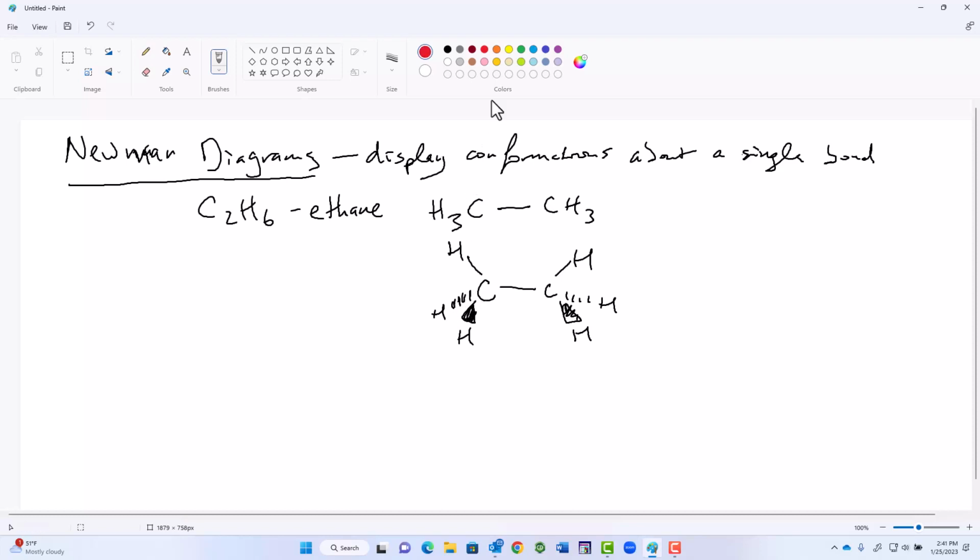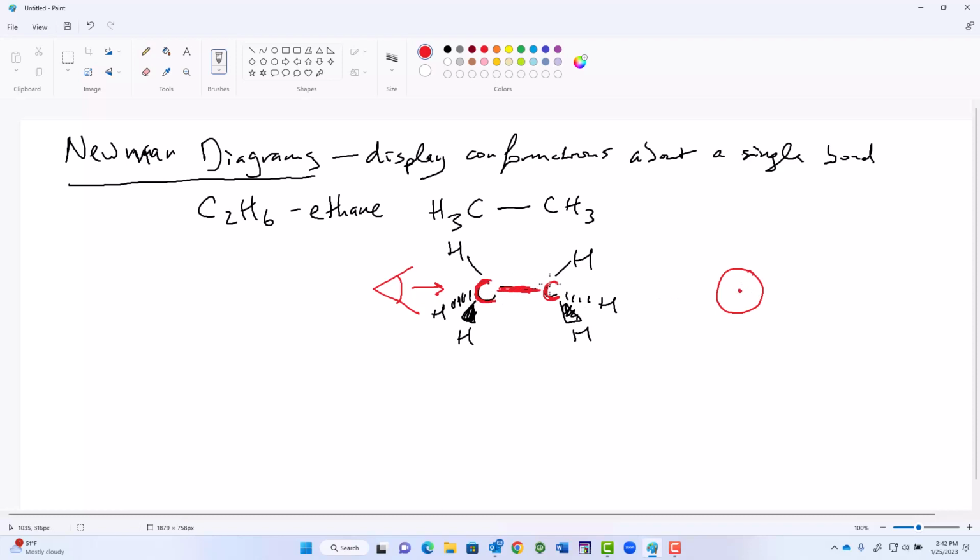So when we're constructing a Newman diagram, we choose one of the bonds in the molecule, and we rotate the molecule such that that bond is going directly in and out of the page. What do I mean by that? In ethane, there's really only one major bond to choose, and that would be this C-C bond. I'm going to imagine that I'm looking straight down that C-C bond such that the C on the left is in front, and directly behind it is the C in the back. The way we draw that is we draw a circle, and then we put a point in the center.